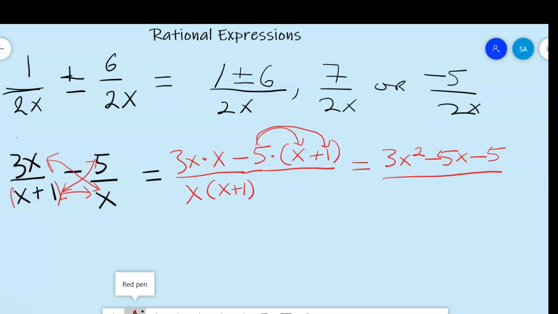All divided by, down here we have x times the parentheses x plus 1, so the x here will multiply this one and that one. So here we will have x squared plus x, and at this moment it's in simplified form, and that's all that we can do.